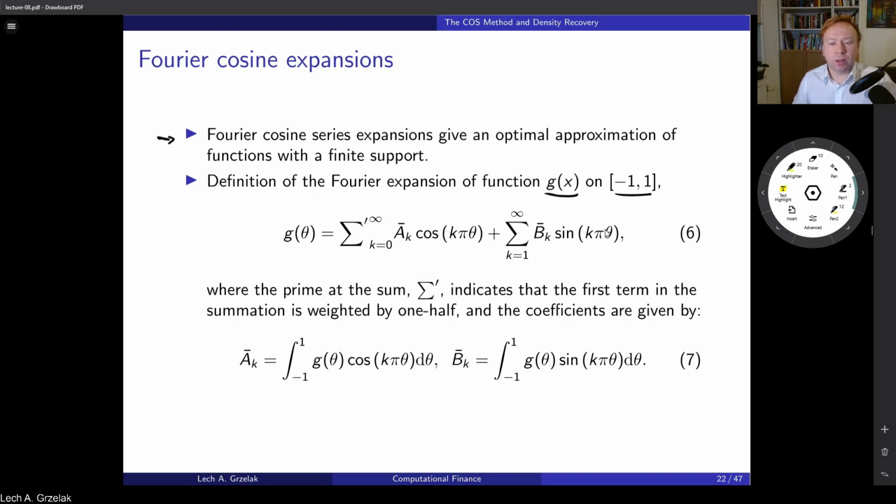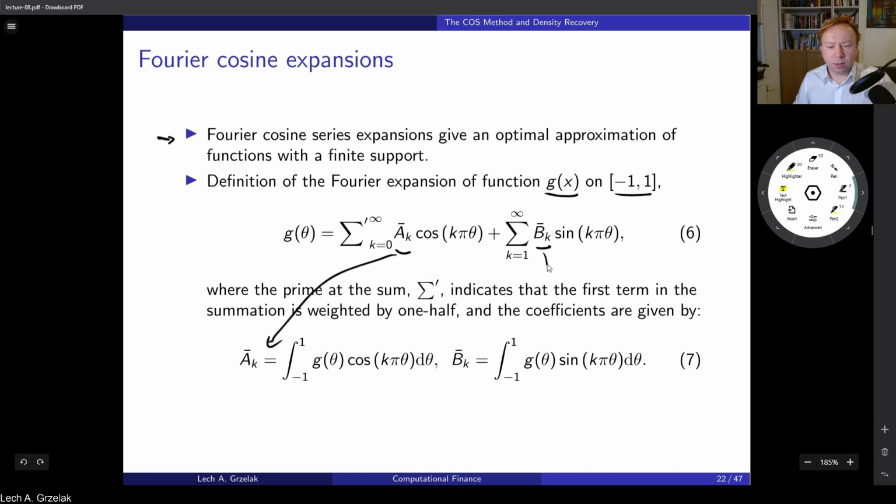So as you can imagine, once we talk about the recovery of densities and we have Fourier space from the characteristic function, this domain definitely is not enough. We need to change the variables such that it will cover the whole range of the integration range that we are interested in. A's and B's, those are just coefficients. So you see that the function g of theta is expressed as a summation, and each coefficient ak and bk is given by an integral.